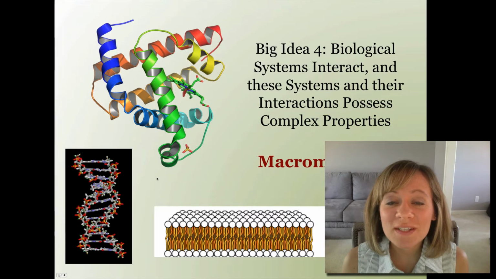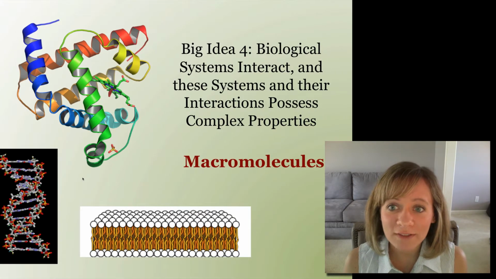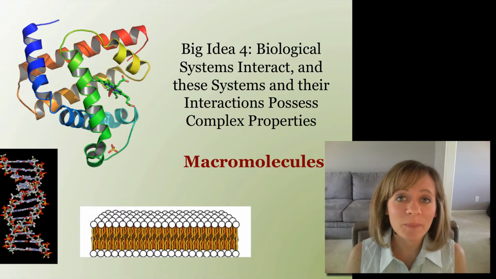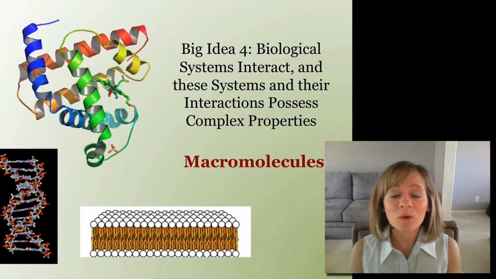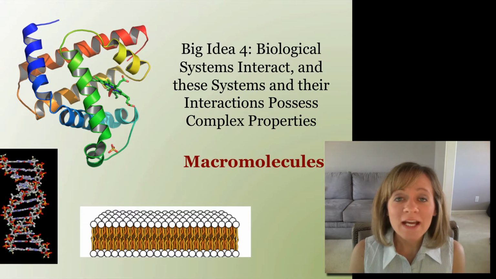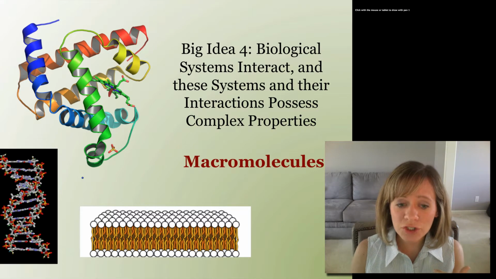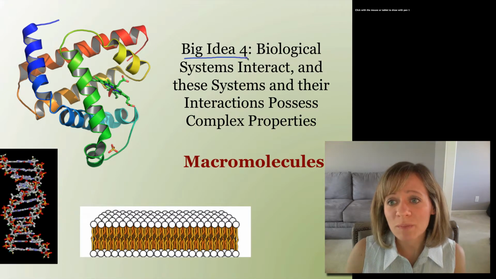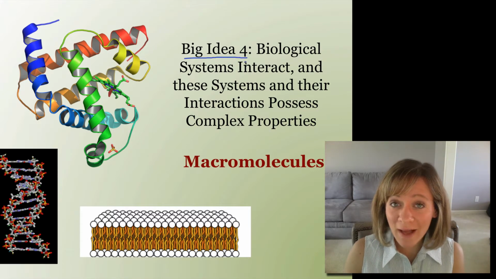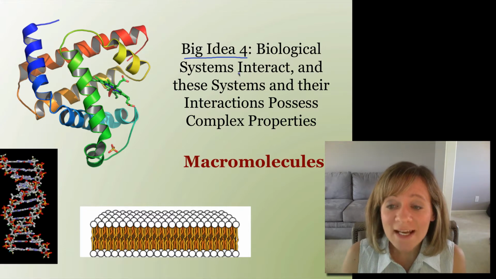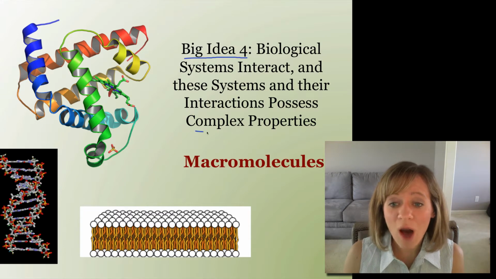Class, and welcome to the second video in our unit of Chemistry of Life. So we're still thinking about big idea 2, which, remember, was about how living systems require energy and matter in order to grow and reproduce and maintain their homeostasis. We're still keeping that in the back of our mind, but now we're also going to incorporate big idea 4, which is the idea that biological systems interact and that these interactions possess complex properties.